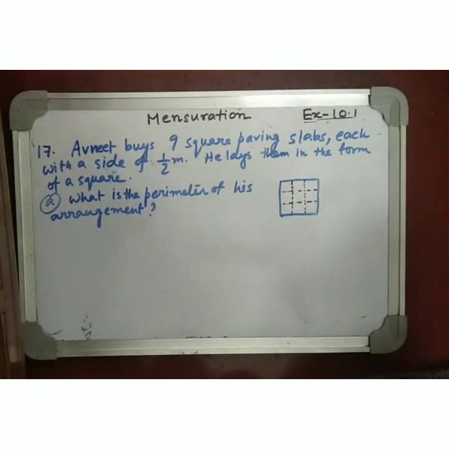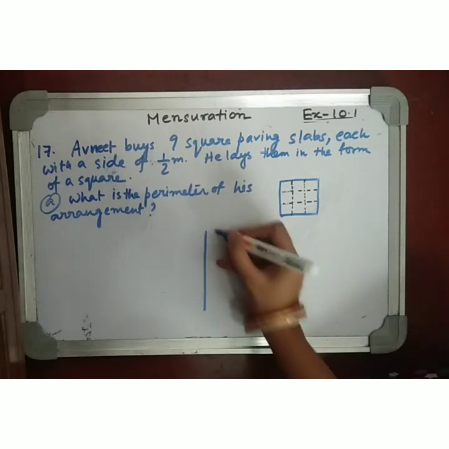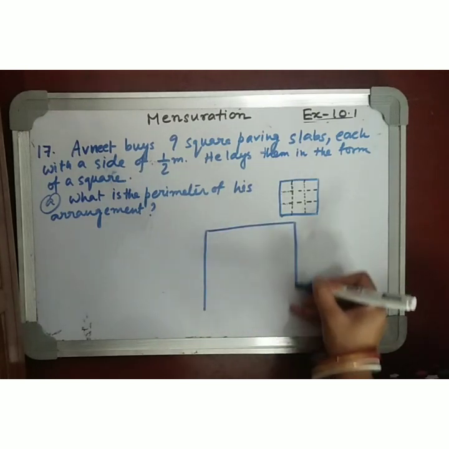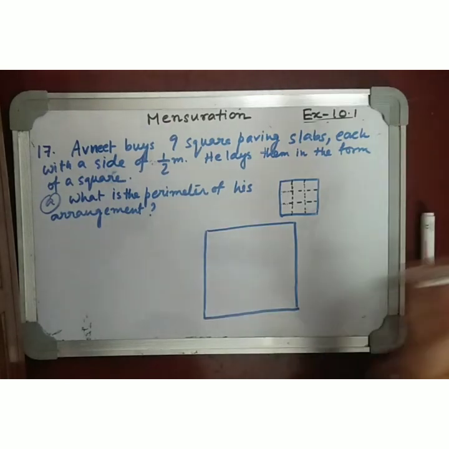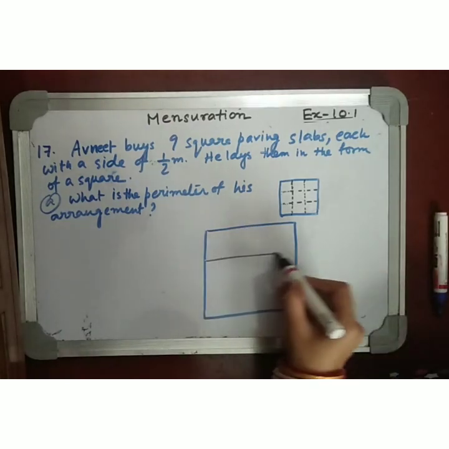Now here in the last question of this exercise, question number 17, it is written, Avneet buys 9 square paving slabs, each with a side of half meter. He lays them in the form of a square. Now you can see this square. I am making it a little bit bigger for our convenience. So this was the square which he has made.